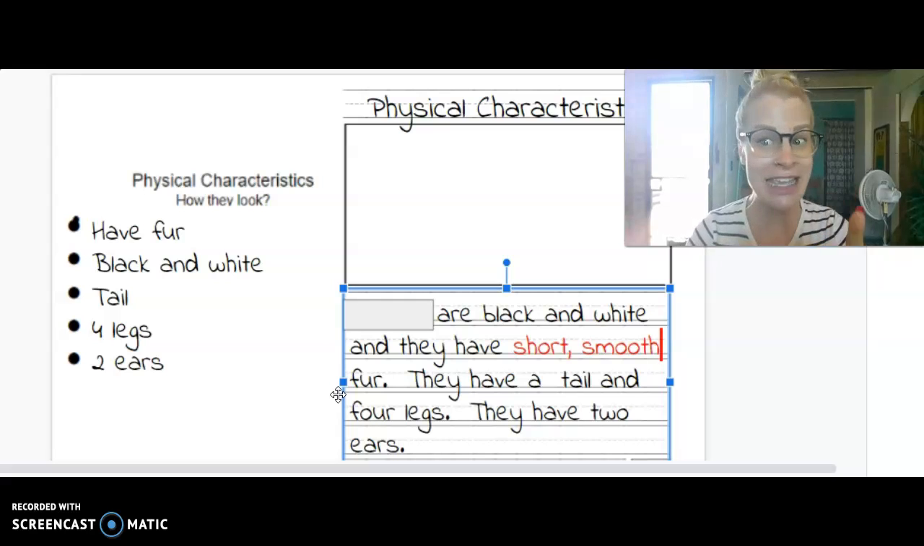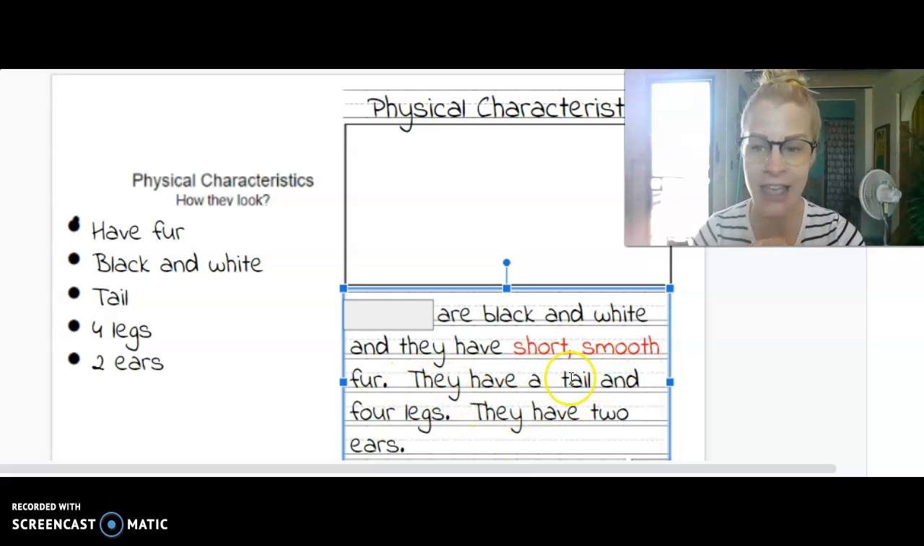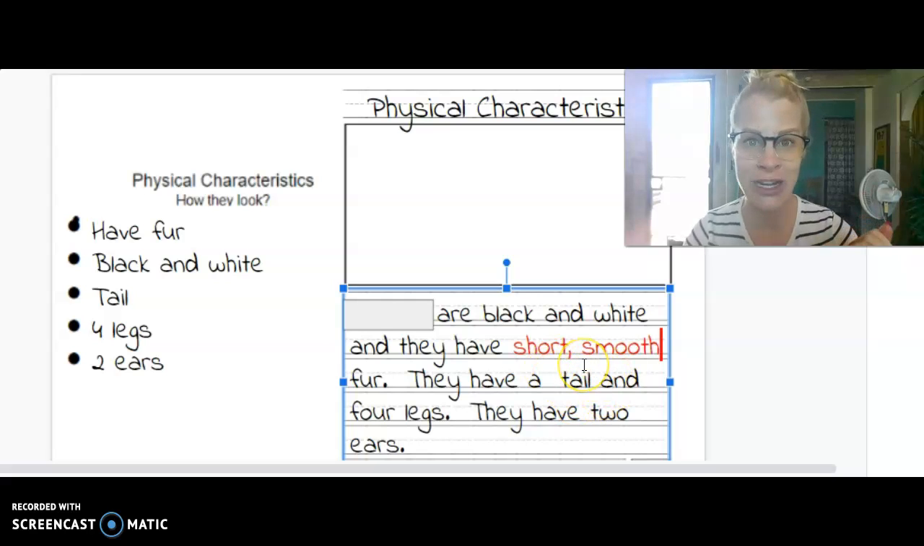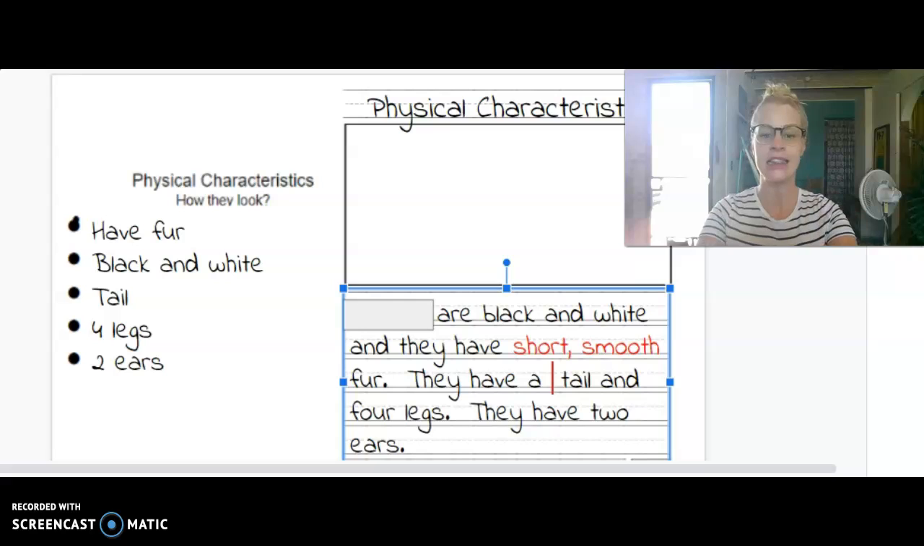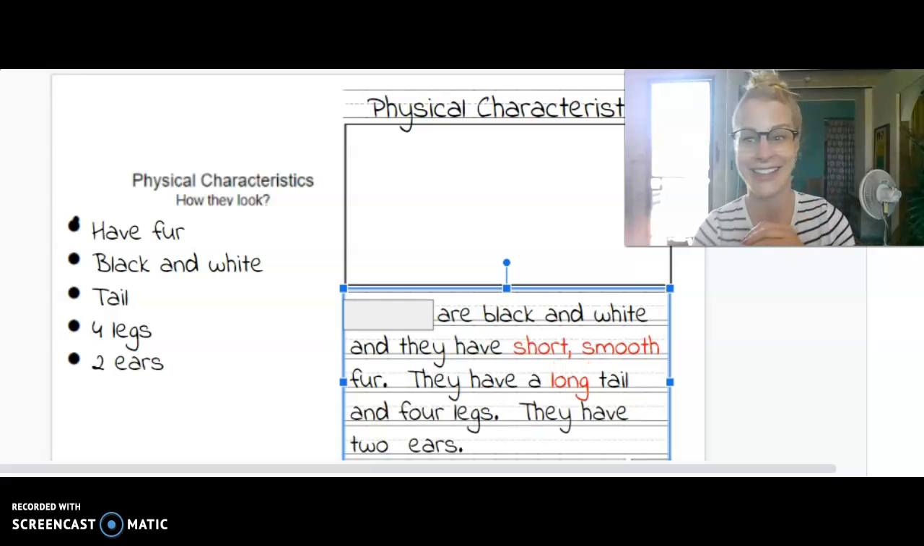I think I can do even better by adding a few more adjectives. They have a tail. Tail is a noun on the animal. And if I want to add a describing word or an adjective, it goes in front of the word. So I'm going to add right here the adjective long. Okay, so now you know it's a long tail and short, smooth fur. Do you have any guesses?